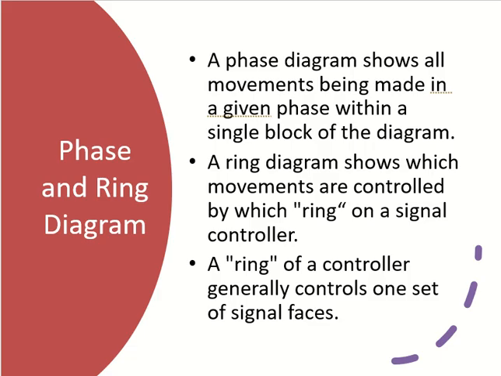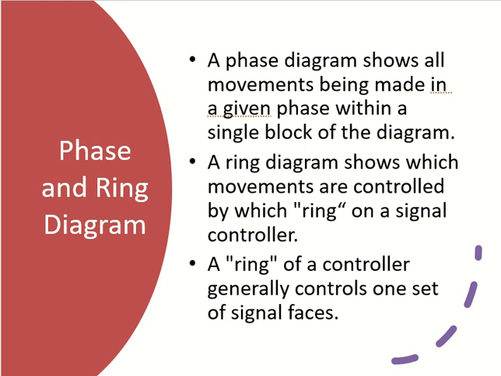Once you have decided the phasing plan, you can show it by means of one of two diagrams. One is called a phase diagram, the other one is called a ring diagram. Both of them are showing the same thing but in different manner. In the phase diagram we show all the movements which are happening together, all the movements which are happening in one phase together.